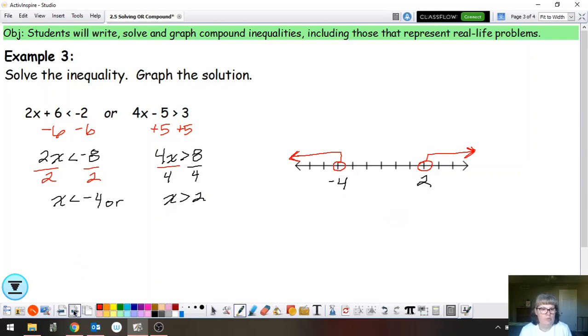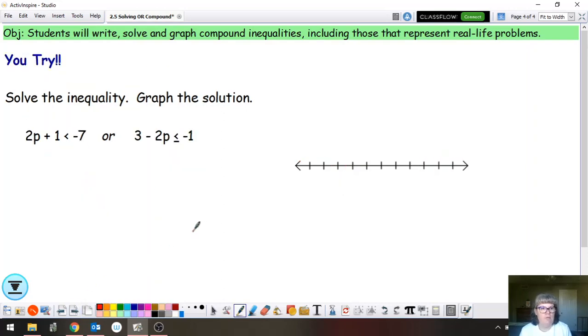Now here is your turn to try one. Solve the compound inequality and graph its solution. Now that you've had an opportunity to solve it yourself, let's see how you did.